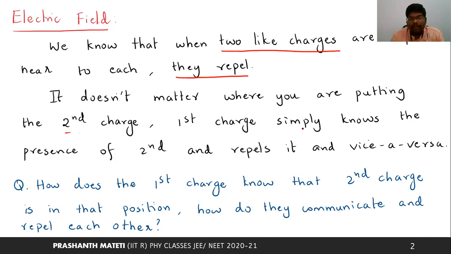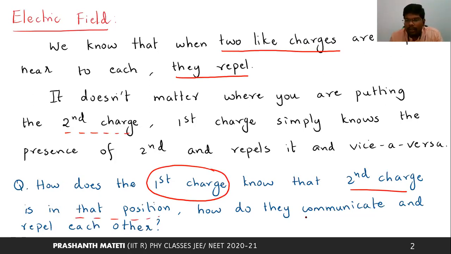So the first charge simply knows the presence of the second charge and it repels it. And the same thing, the first charge will also get the repulsion because of the second charge. So now the question is, how does the first charge know that there is a second charge in its surrounding, and that too in that position? How do they communicate? How do they know that one charge is there and it has to apply the force on this? Now, to understand this, this is what really happens, and we want to understand and explain the phenomena.